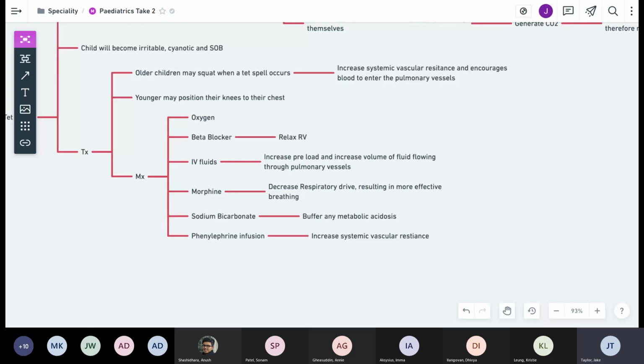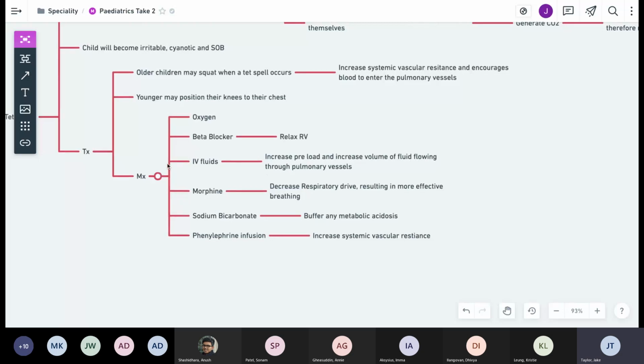But basically think of it in two different ways. I want to calm down the baby. I want to increase the preload to get more fluid flowing through the pulmonary system. And then I want to calm them down, decrease the respiratory drive to allow them to breathe more effectively. And then also I want to increase vascular resistance to allow more blood to flow through the pulmonary system.